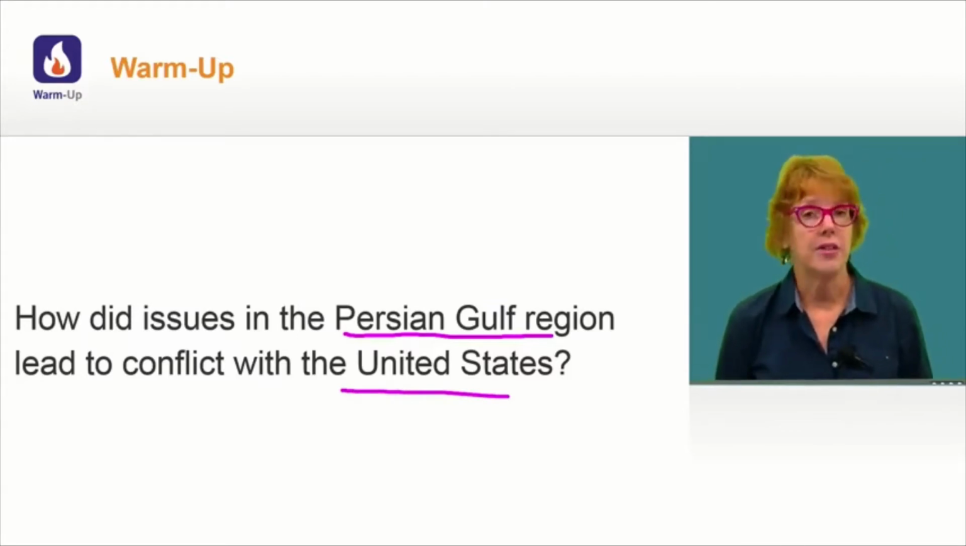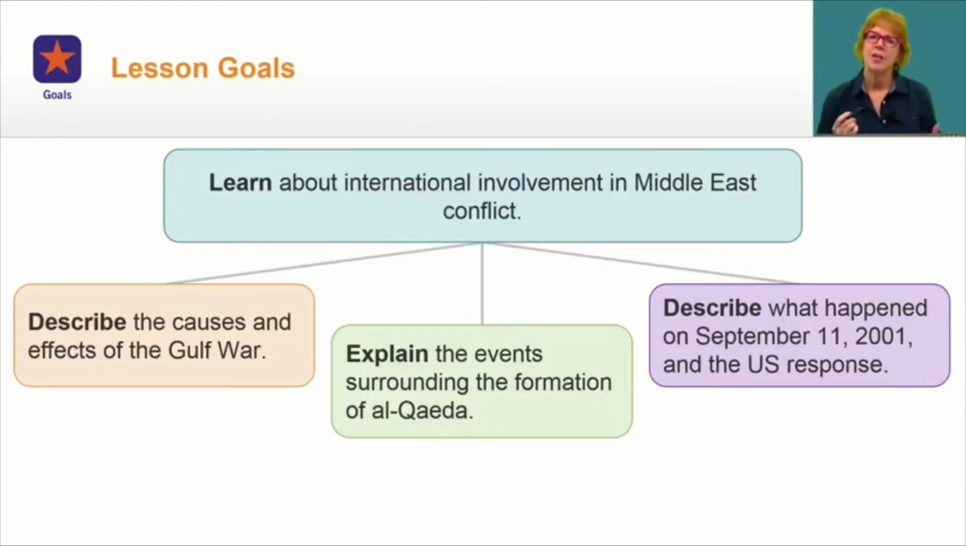Next, we'll take a look at our lesson goals. Throughout the lesson, we'll be trying to reach these goals, and by the end of the lesson, you should be able to meet all of them. We're going to learn about the international involvement in the Middle East conflict. We're going to describe the causes and the effects of the Gulf War. We're going to explain the events surrounding the formation of al-Qaeda. And we're going to describe what happened on September 11th, 2001 and the U.S. response. But before we get started, let's take a look at our lesson vocabulary.